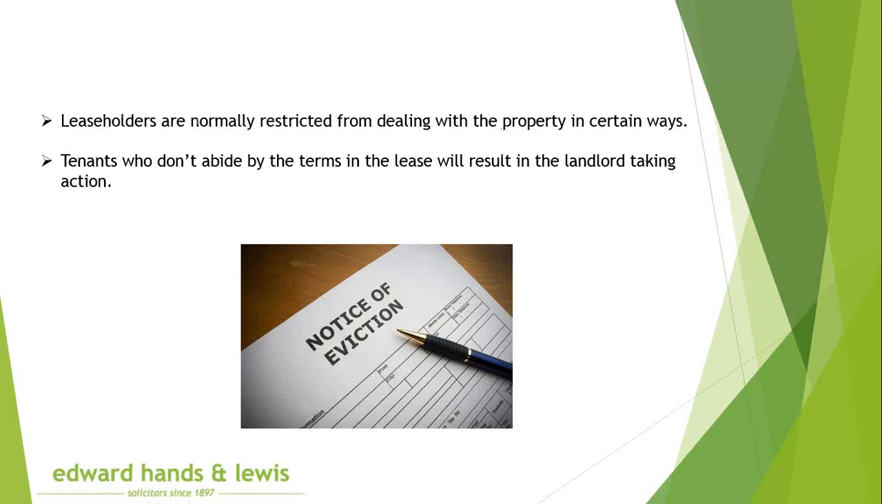Leaseholders will normally be restricted from dealing with the property in certain ways. For example, there'll be no external alterations, no internal alterations without permission, no subletting, and no pets. If tenants don't abide by the terms of the lease, for example, they don't pay their rent on time, or they breach some of the other restrictions, then this can often result in the landlord taking action, and the worst case scenario, of course, being a forfeit of the lease.